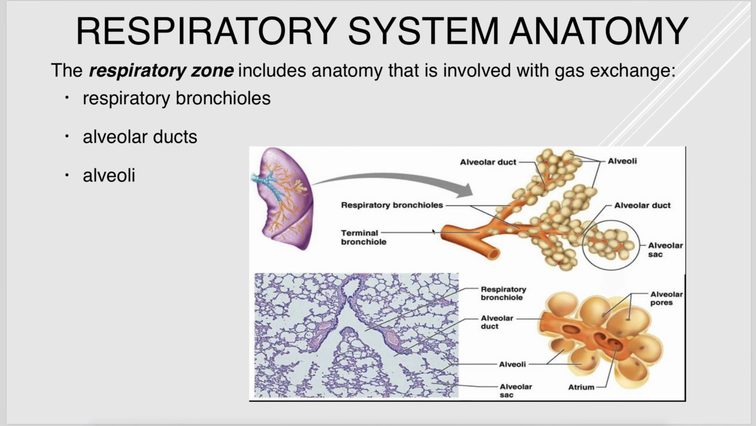So the respiratory zone, these are anatomical structures that are involved with gas exchange, and there are three of them: respiratory bronchioles, alveolar ducts, and then the alveoli. So here are the respiratory bronchioles, and these respiratory bronchioles will lead into what are known as alveolar ducts. You can't see them because they are surrounded by alveoli, but those are the structures of the respiratory zone.